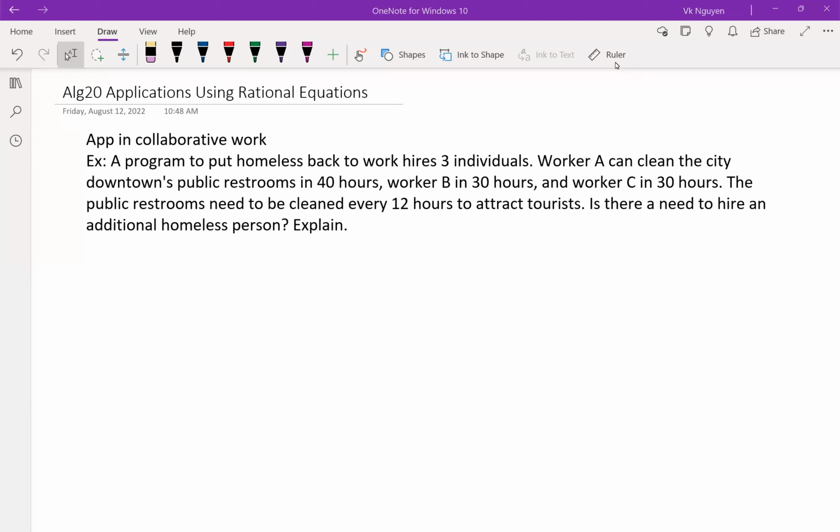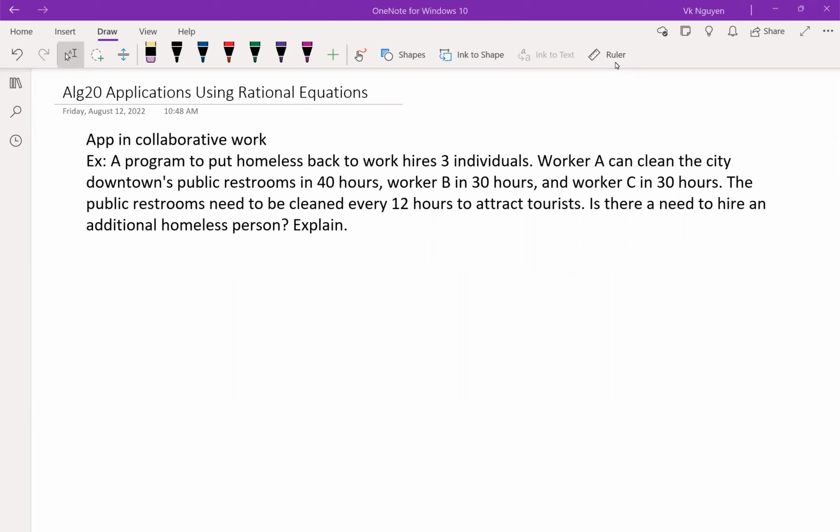Today we explore lesson 20 in algebra, applications using rational equations. Application in collaborative work. Example, a program to put homeless back to work hires 3 individuals.